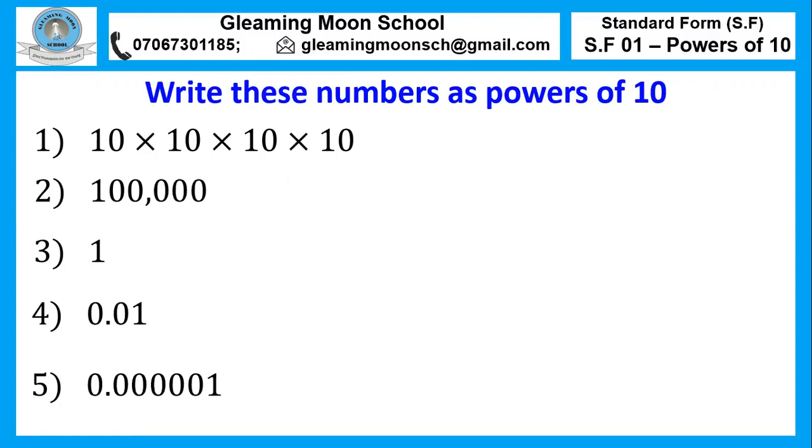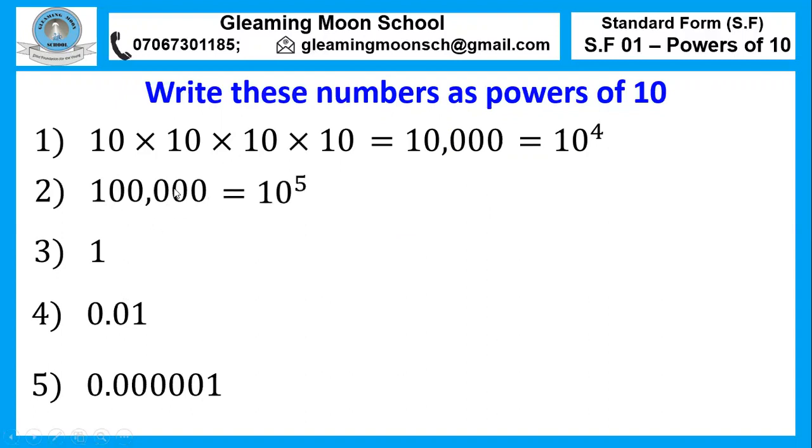Okay, so 10 times 10 times 10 times 10. How many 10s are here? 4 10s. So that gives you 10,000, which would give you 10 raised to the power of 4. And then number 2 is 100,000. How many zeros do we have here? 1, 2, 3, 4, 5. So that gives you 10 raised to the power of 5.